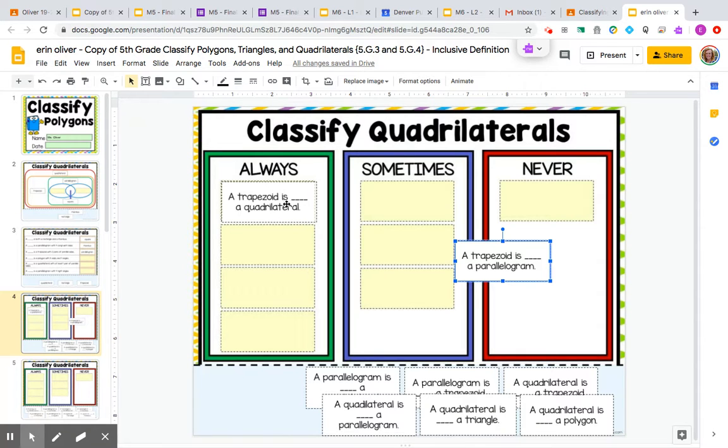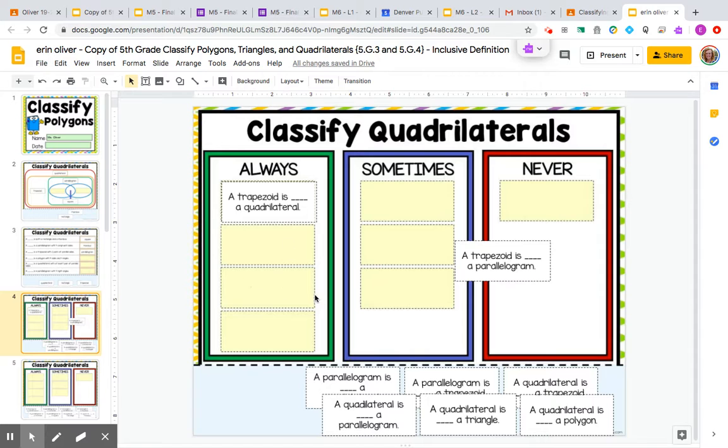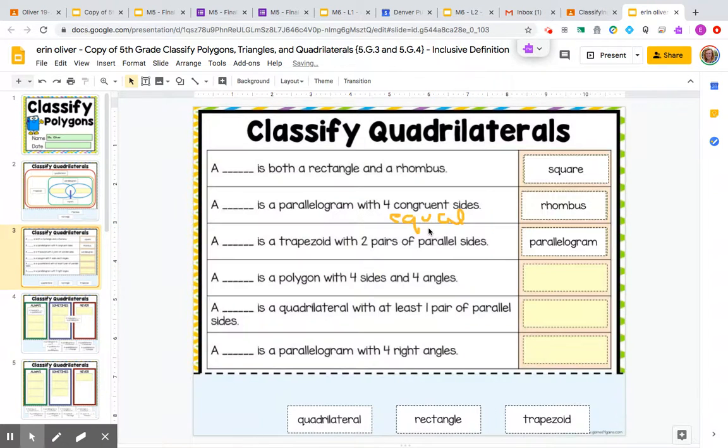A quadrilateral is always a trapezoid is always a quadrilateral. That will always be true. A trapezoid is a type of quadrilateral. It's a 4-sided polygon. It's never going to change. So that's an always statement. Now let's take a look at this one. A trapezoid is a parallelogram. We just learned, though, that trapezoids have 1 set of parallel lines and parallelograms have 2.